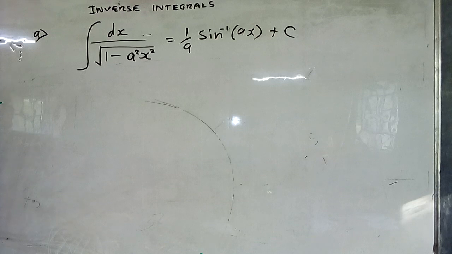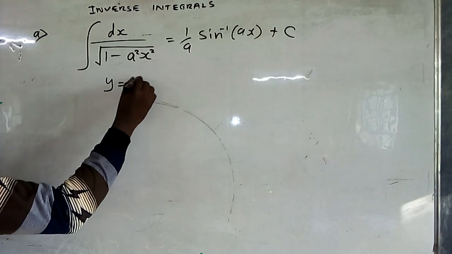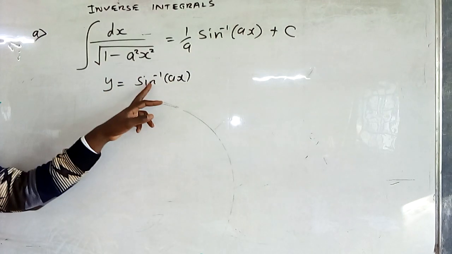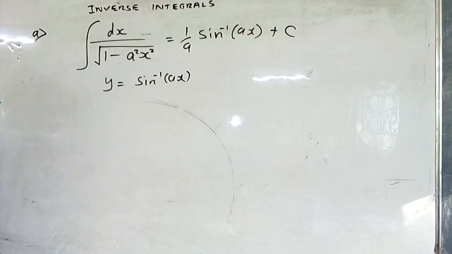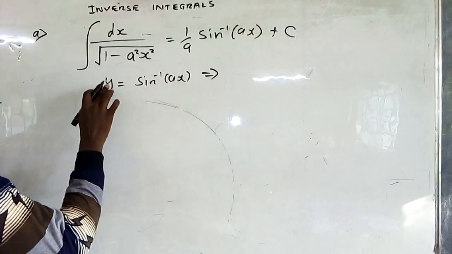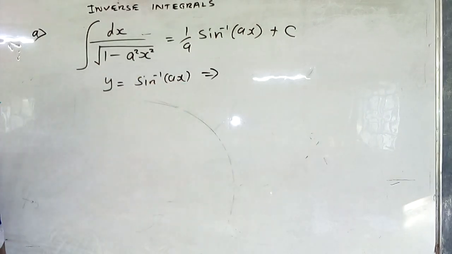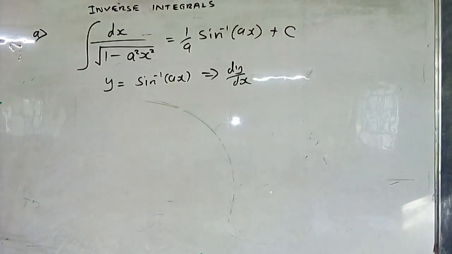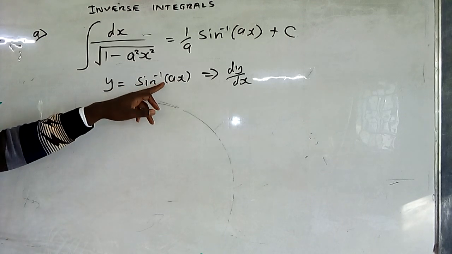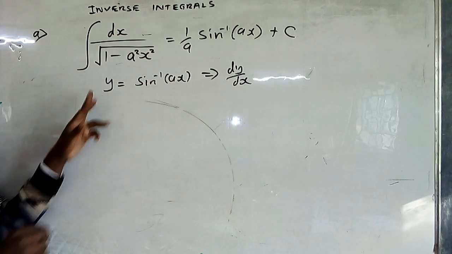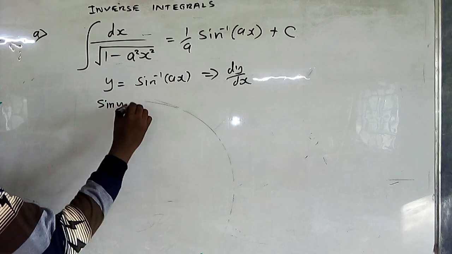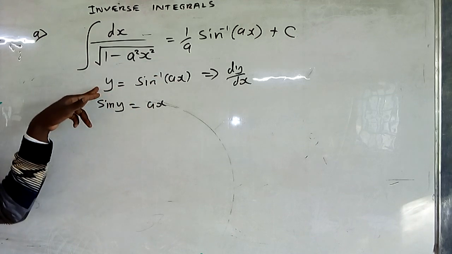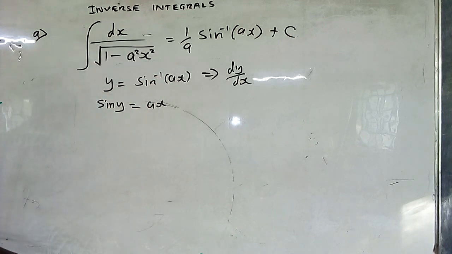So let us say from differentiation, for instance, when you have y equals the sine inverse of ax, isn't it? To differentiate sine inverse, you must get rid of the sine inverse function. Meaning the derivative we are supposed to get here is dy over dx. But we cannot integrate an inverse function, so sine inverse we have to bring this side. So sine y is equal to ax.